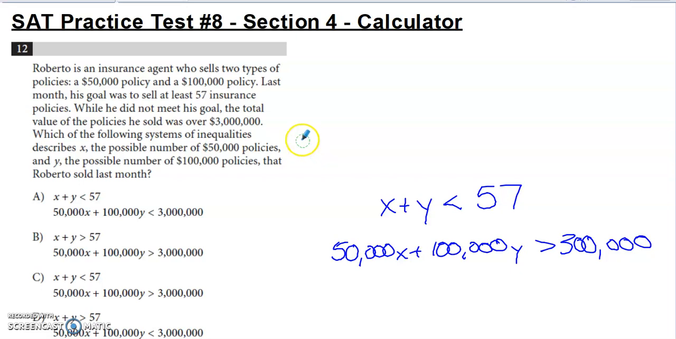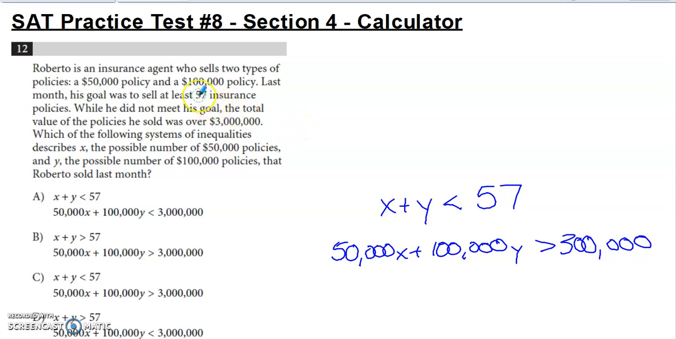And they're talking about an insurance agent selling two different types of policies, a $50,000 policy and a $100,000 policy. Last month, his goal was to sell at least 57 policies. He did not meet the goal. The total value of the policies he sold, though, was over $3 million. Which of the following systems of inequalities describes X, the possible number of $50,000 policies, and Y, which is the number of $100,000 policies that he sold?